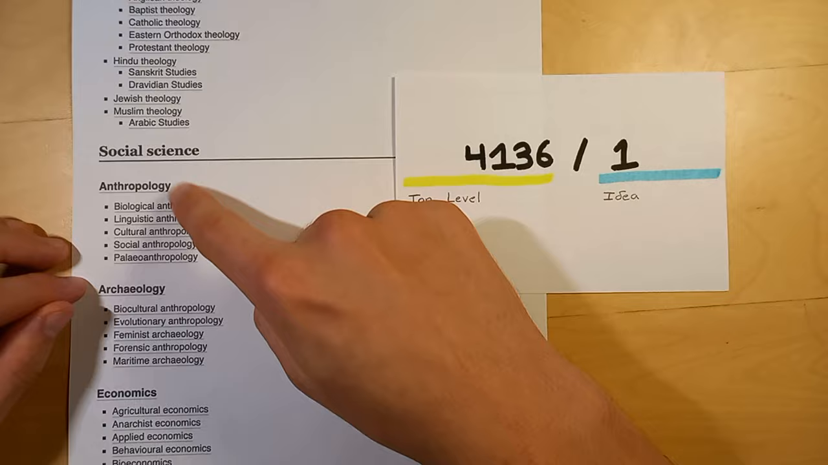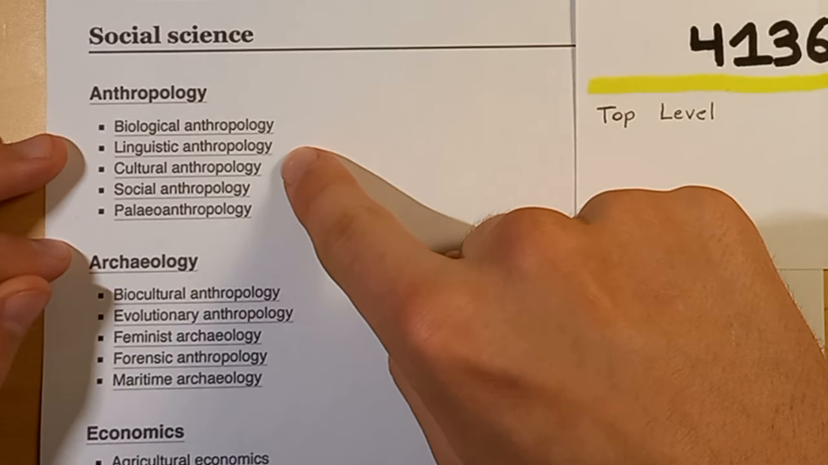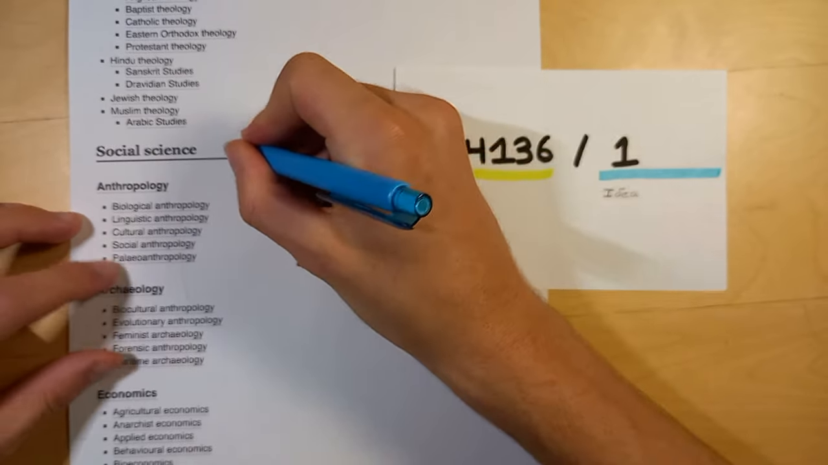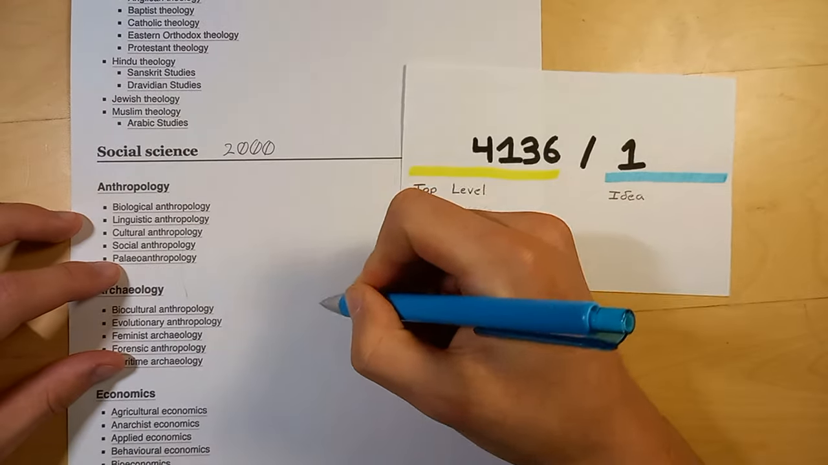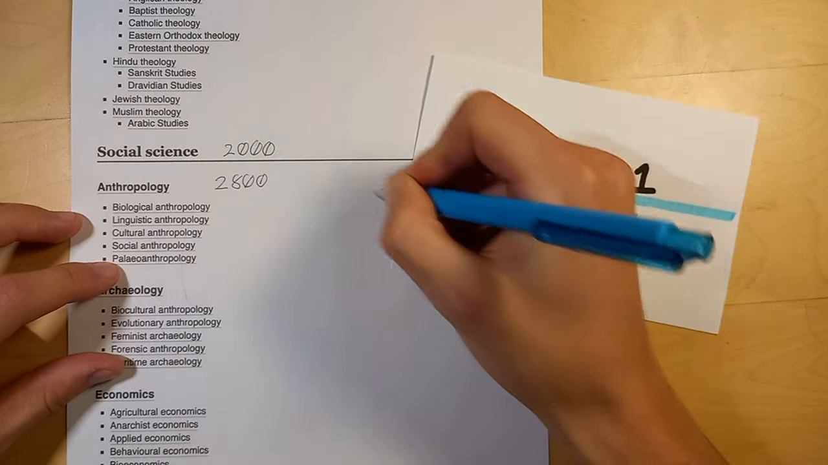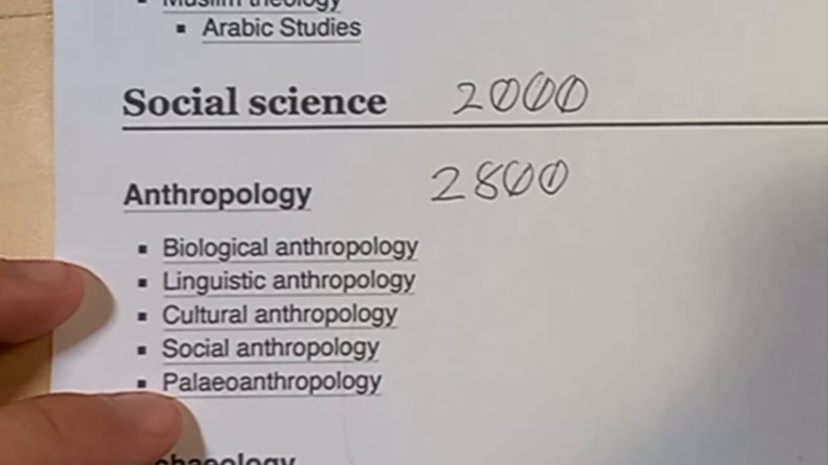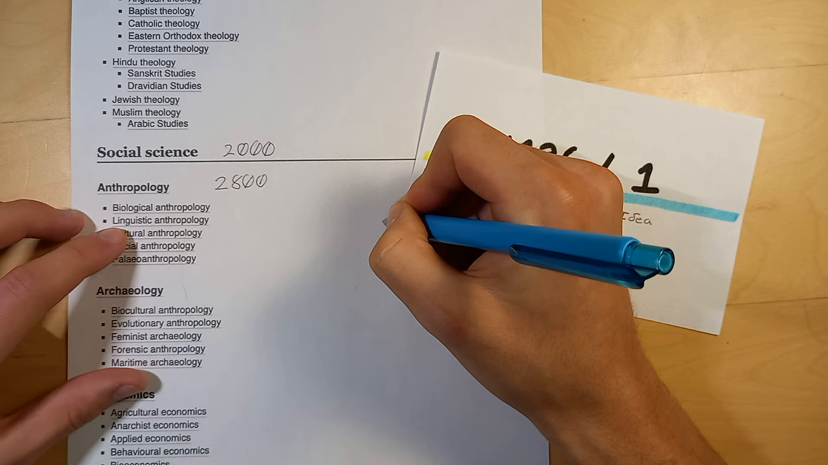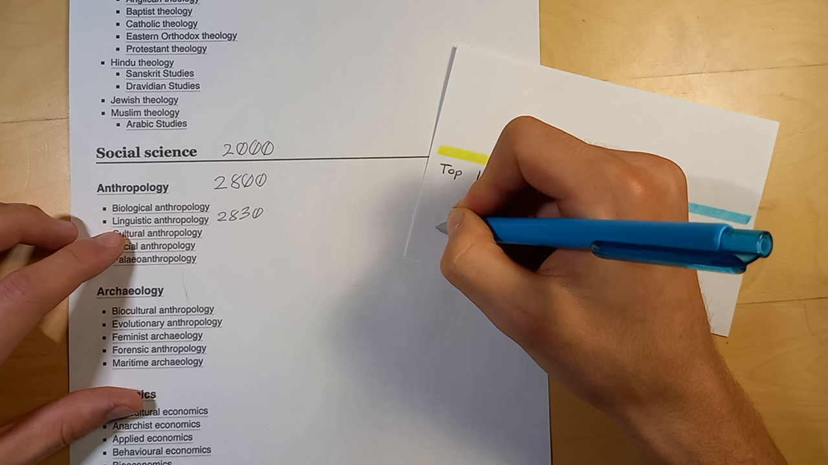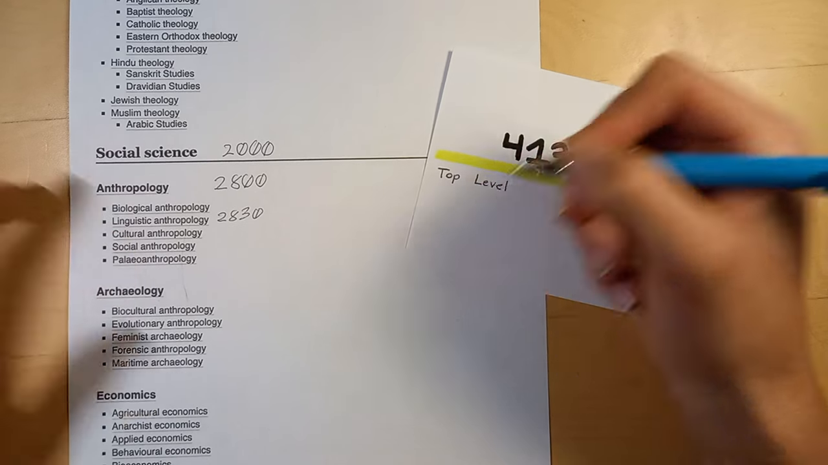So if you're writing a card on, let's say, linguistic anthropology, you already know social sciences is 2,000, and so you can just determine anthropology is 2,800. Why? No reason. It's arbitrary. It doesn't matter. And then linguistic anthropology can be 2,830. Once again, no particular reason. It's arbitrary. It does not matter.